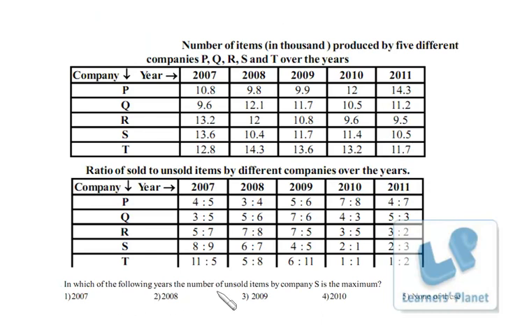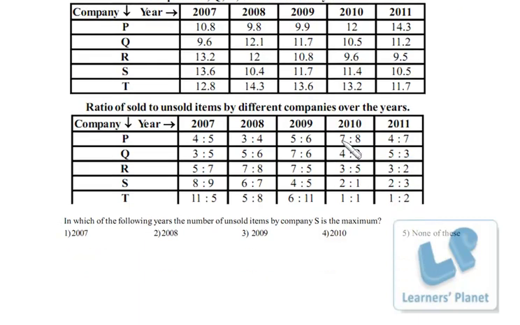Now, in which of the following years is the number of unsold items by company S maximum? Company S in 2007 production is 13.6. Everywhere we have a decimal just before one number, so I just eliminate the decimals. In year 2007 total production is 136, and unsold items by company S is 9 by 17. So that is year 2007.